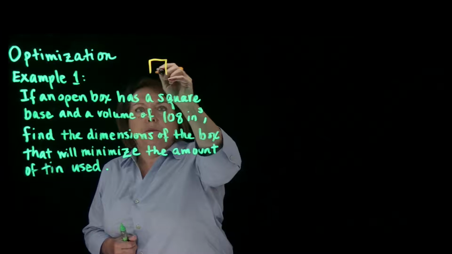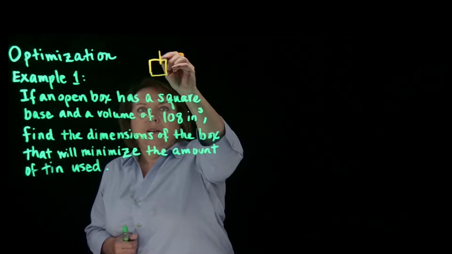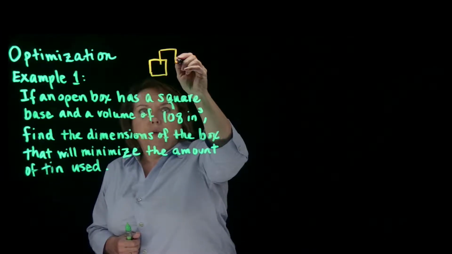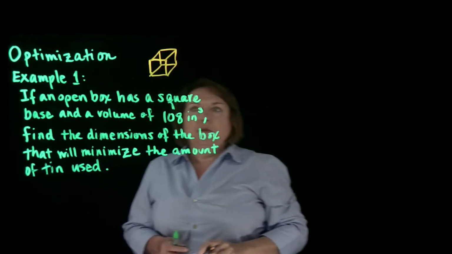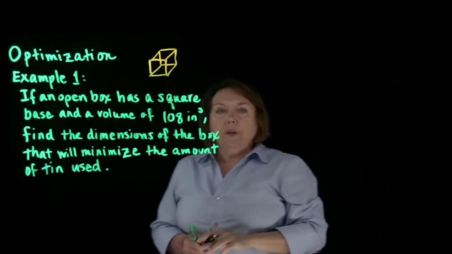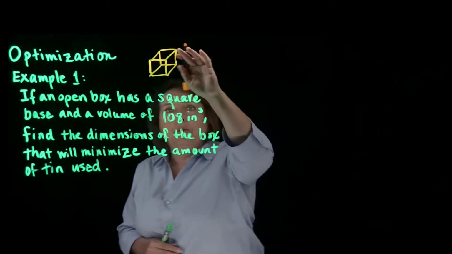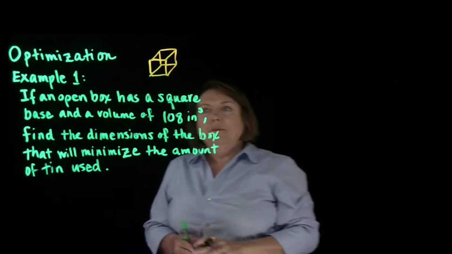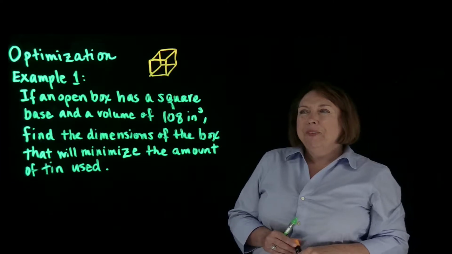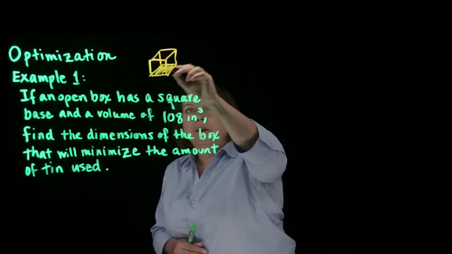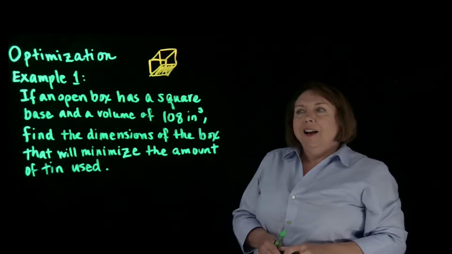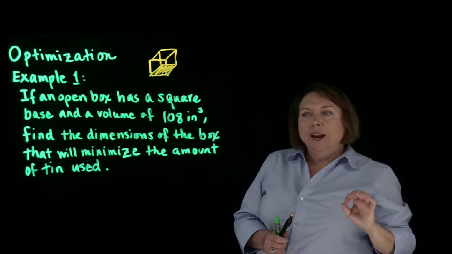I don't draw too well, but I will try. So it's a square base. Okay, so there's our box. It could be a really tall box. I could make it taller. Well, I'll just leave it. Here's our base right here. Let me just color in the base. There we go. A square base and a volume of 108 cubic inches.